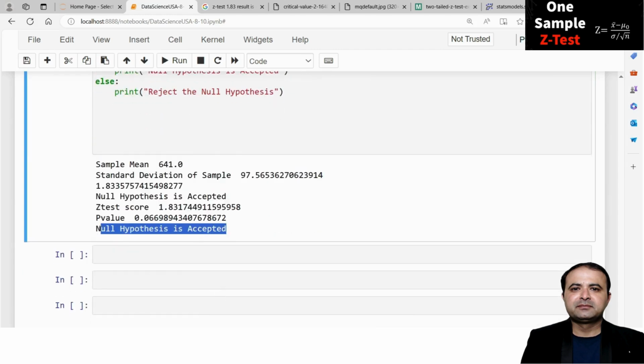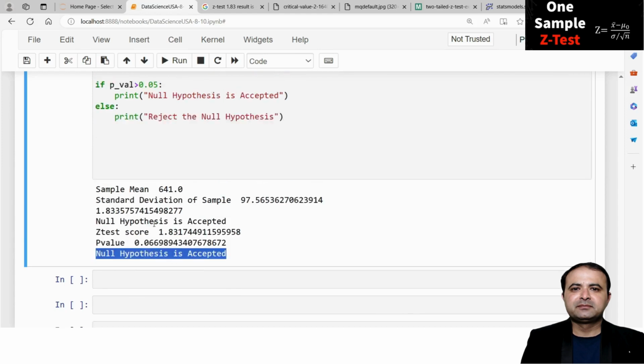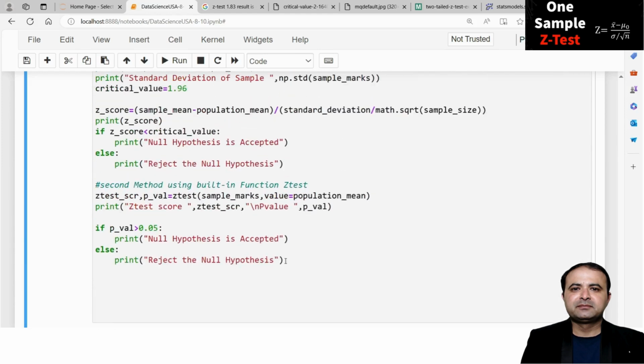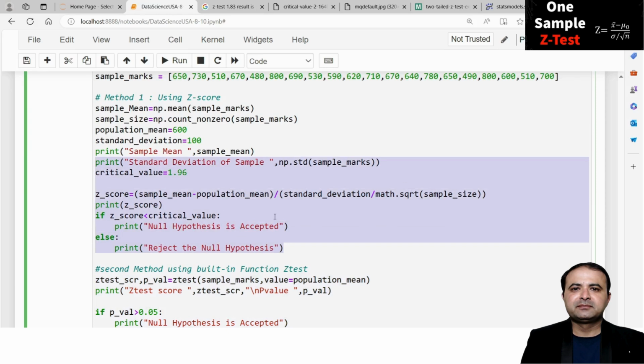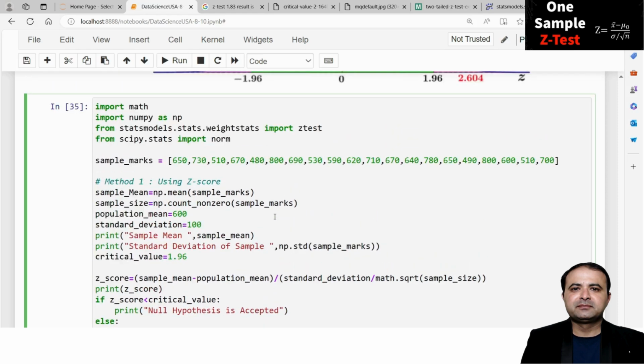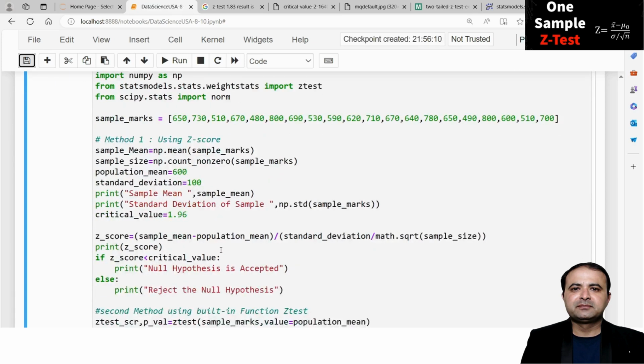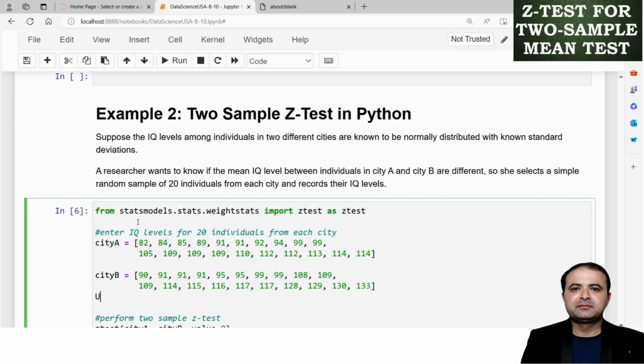Both results are the same. So there are two methods. The first method is a manual assumption. No one uses the manual method because it is not a good practice in Python for the data scientist and for the statistician. So I have discussed such kind of example.